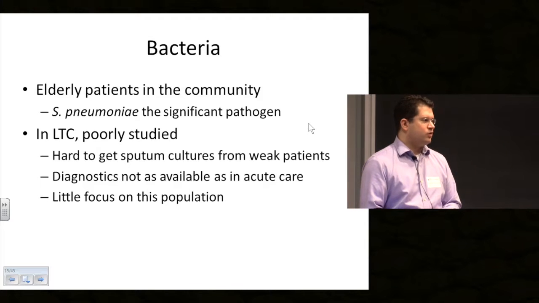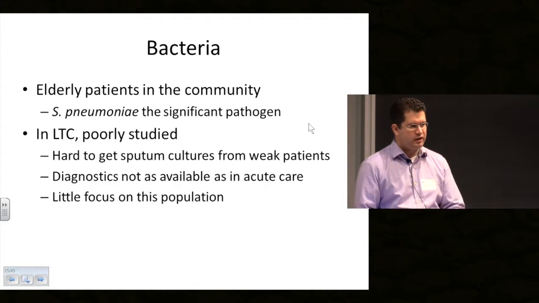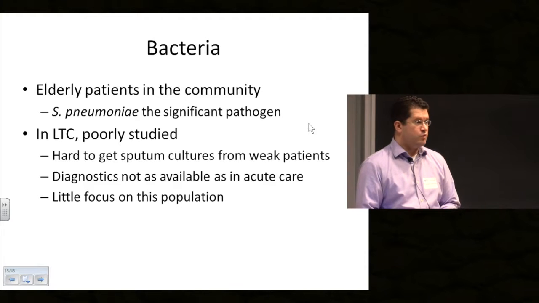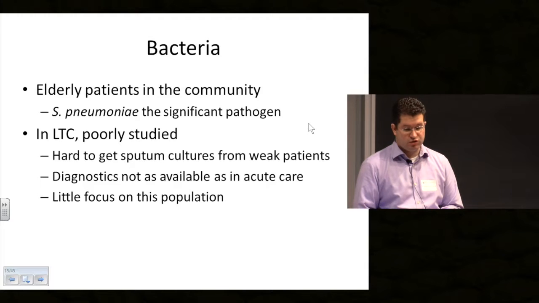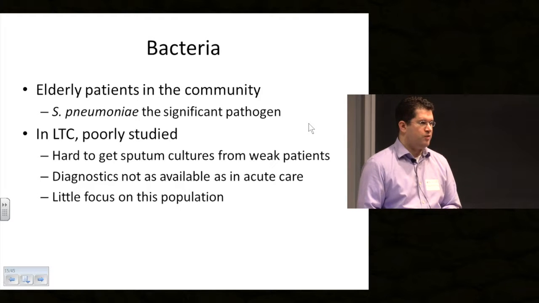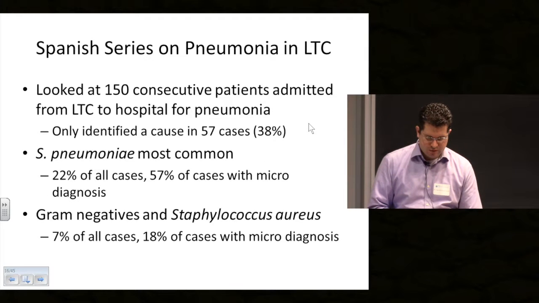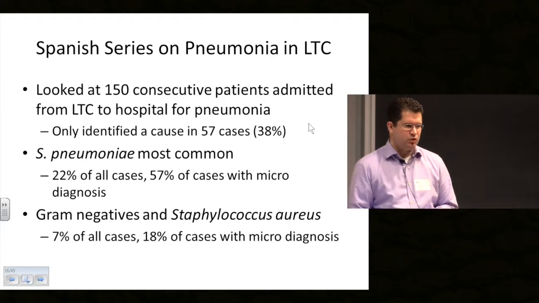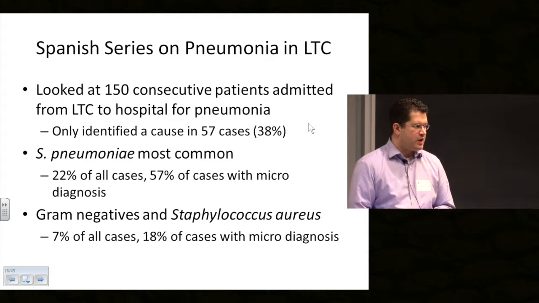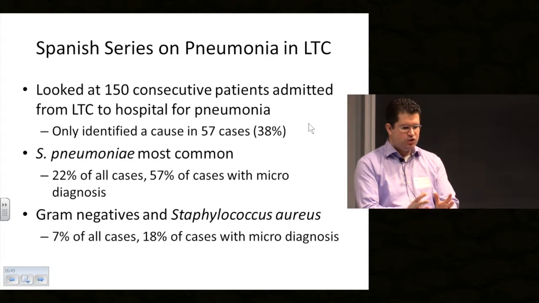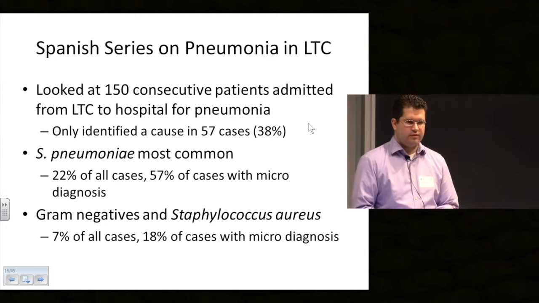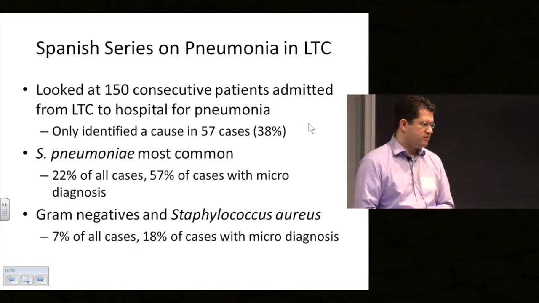Diagnostics are less available, so it's sometimes harder to make a solid diagnosis of bacterial pneumonia, and the ability to get good sputum samples, even if they are producing sputum, is reduced. There's little focus on this population as well, as opposed to acute care or the community. There have been attempts, though. There was one Spanish paper that looked at 150 patients who were sent from long-term care to hospital with a diagnosis of pneumonia. They found a cause in only just over a third of cases. So in up to two thirds, they didn't find a cause.